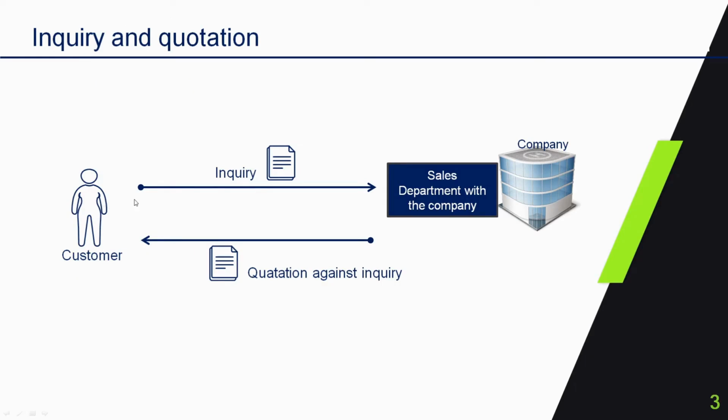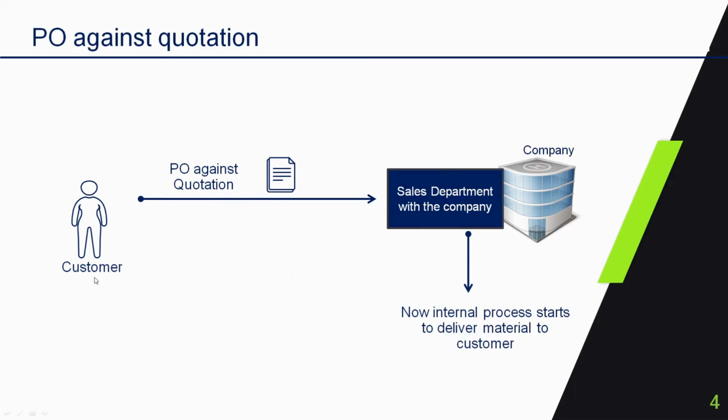Customer sends an inquiry against the material to the sales department of the company. The inquiry would be regarding the material and delivery, such as price, discount, timeline, freight charges, etc. The sales department of the company sends the quotation to the customer against the inquiry. The quotation normally may include price of material, delivery condition, freight charges, payment details, and other terms and conditions. After that, the customer places the PO, that is purchase order, against the quotation.